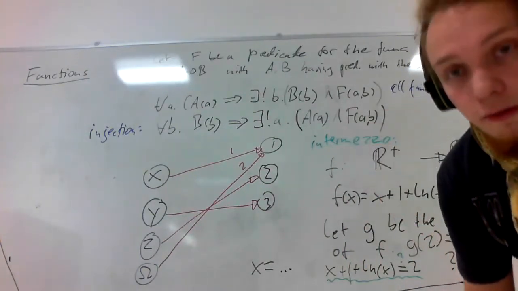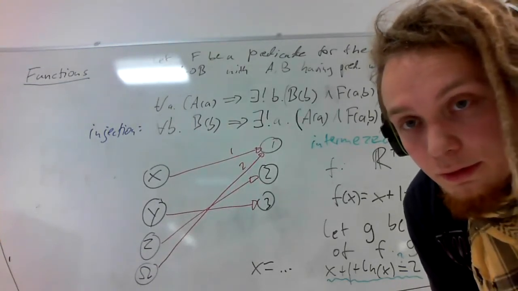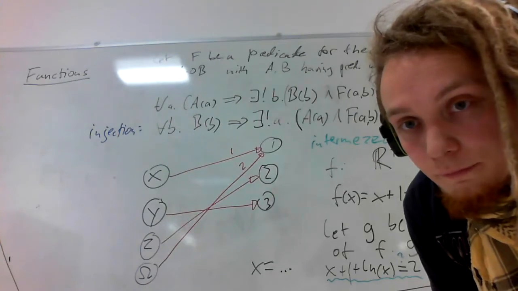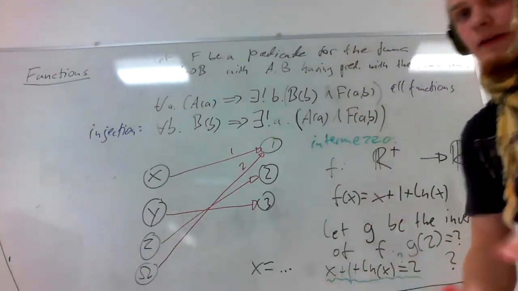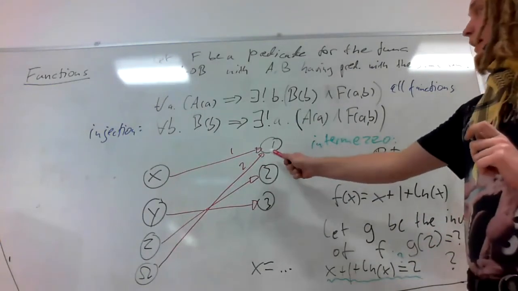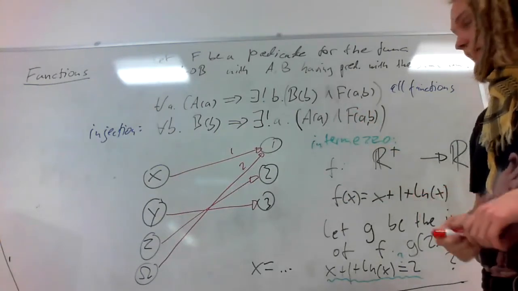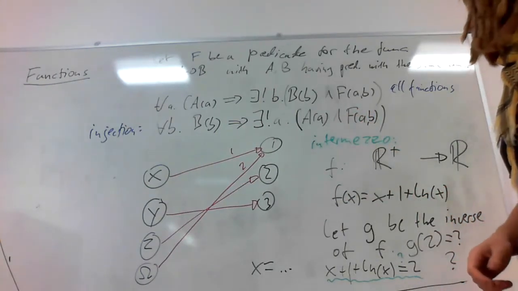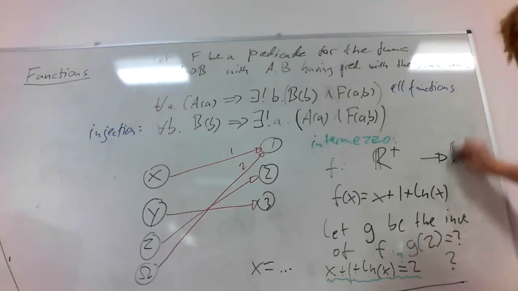Okay, let me quickly look at the questions. Let's see. Okay, yeah, you seem to have figured it out. So, okay, let's model this surjectiveness as the same predicate order function. Okay, let me remove the example here.